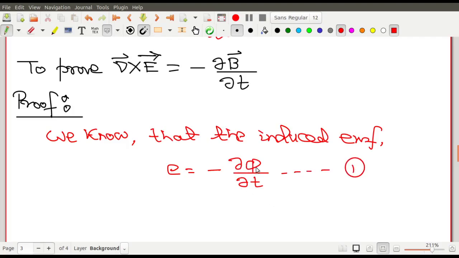Partial derivative, why? Because phi is a function of both space and time, and here the derivative is with respect to time only, not space, so that's why partial.